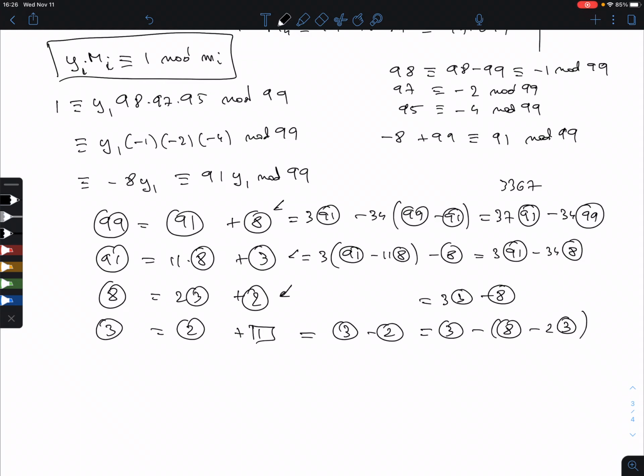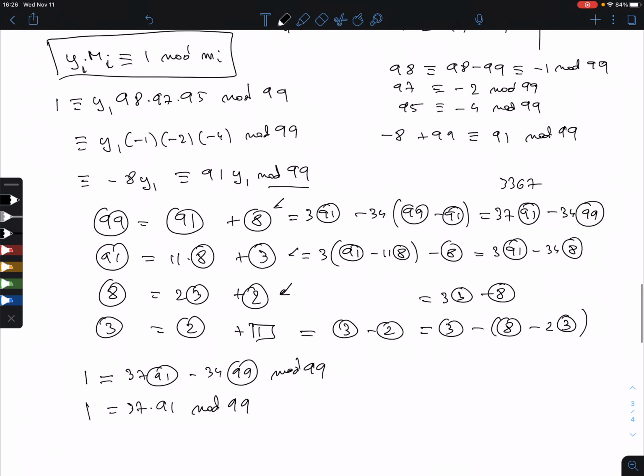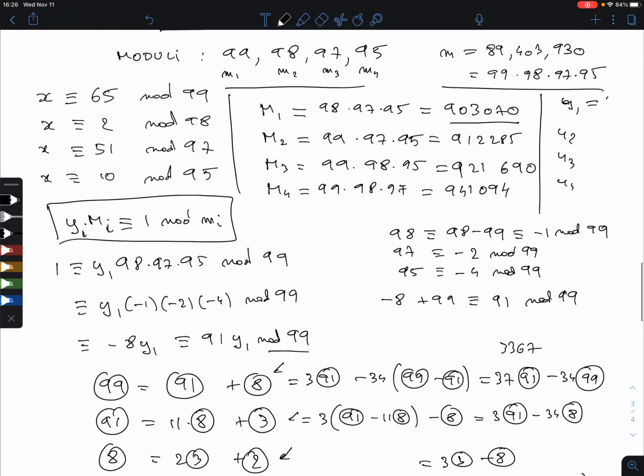So where are we? So let me write it up. I have that 1 is equal to 37 times 91 minus 34 times 99. Now, what am I interested in? Mod 99. So mod 99, the first remains. So we have 37 times 91, 1 is equivalent to 37 times 91 mod 99. So this means to solve the first of these equations. Right. So this is okay. This gives me y1 is 37. Okay. So I found now that y1 is 37.